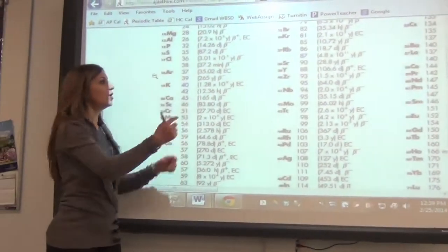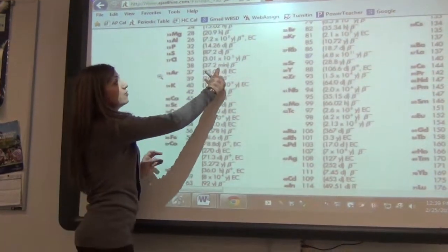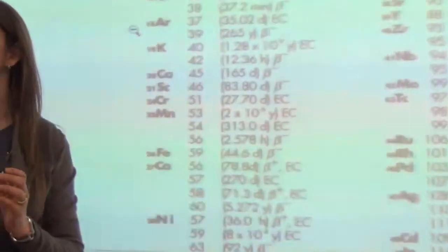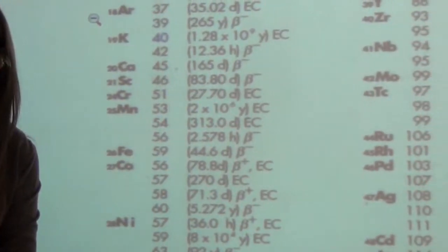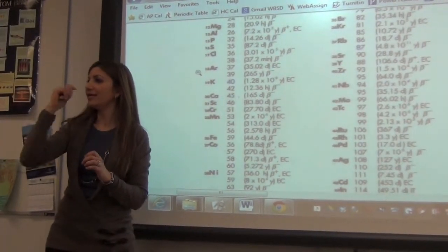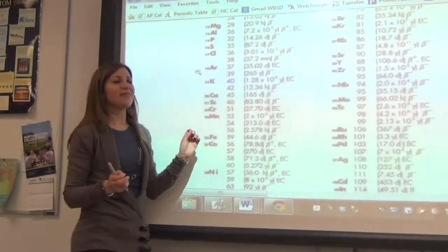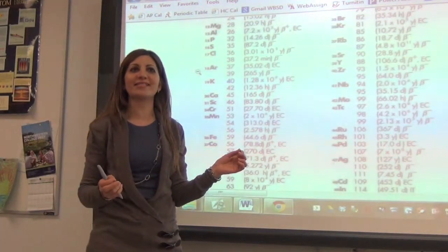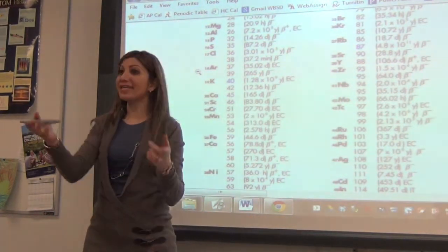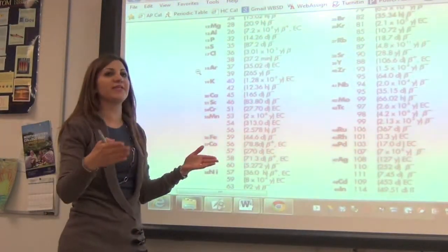So let's come back to, what do you think this number means? This 37.2 min, or the 165 days. What do you think that represents? Yes? The time it takes to start the radioactive decay. The half-life? The half-life. It is representing the half-life. And the half-life, everybody, you can say it, is the time it takes for how much of it? Half of it to do what? Decay. To decay. Perfect. So it's the time it takes for half of it to decay.